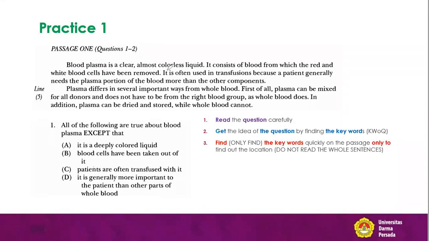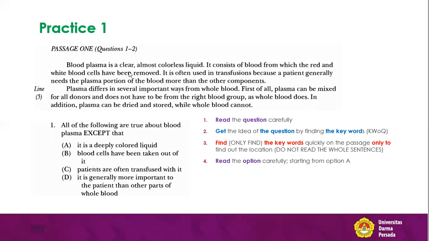And we also have "it." It means blood plasma. And then it is also blood plasma. Next, you don't read the sentences. I repeat again, do not read the whole sentences. You just need to find out the keyword blood plasma and then "it" means blood plasma. Next, number 4. Read the option carefully.